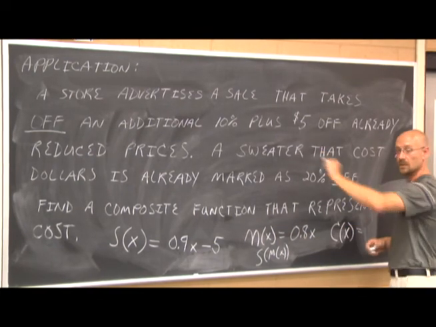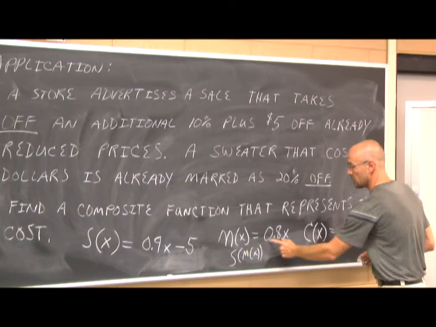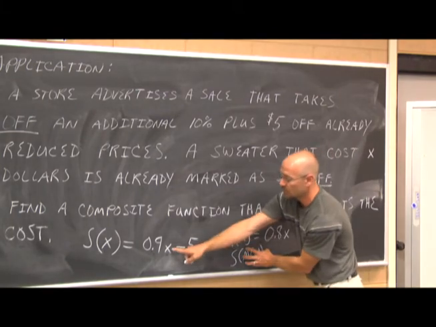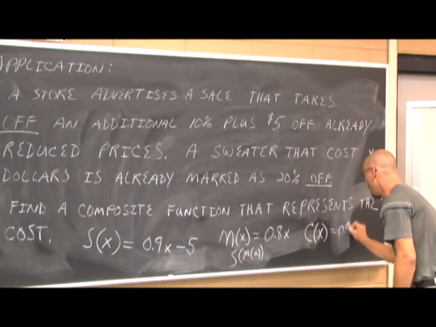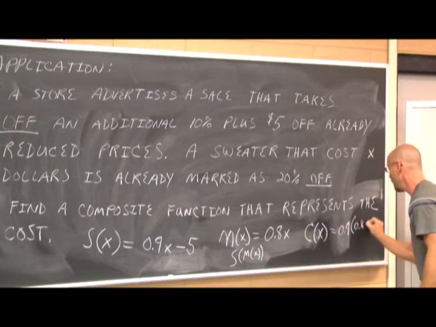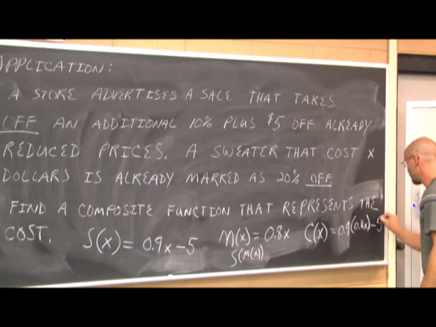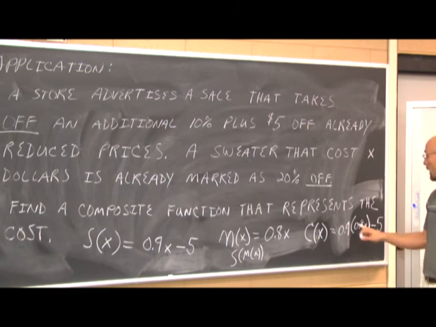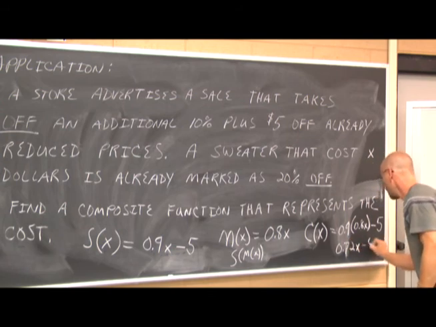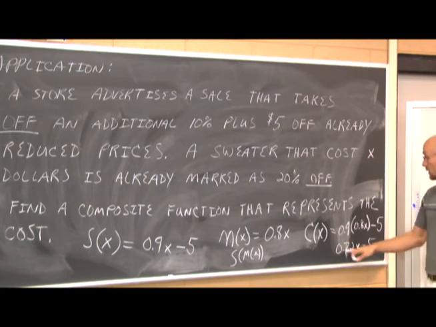So let's do what we did in the previous examples. This is my inner function, 0.8x, and I'm going to replace that whole value in for this x. So I get 0.9 times my M of x, which is 0.8x, minus $5 more. If we look at that, there is some simplification we can do. 0.9 times 0.8 is 0.72, so 0.72x minus $5. So the good news is we're actually going to pay 72%.